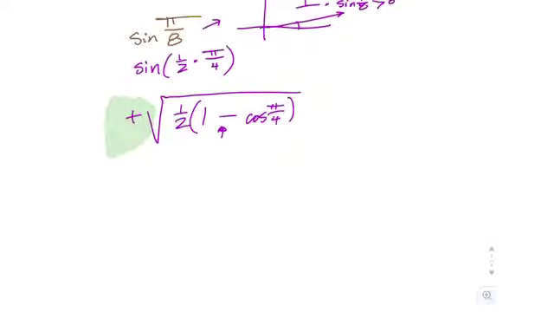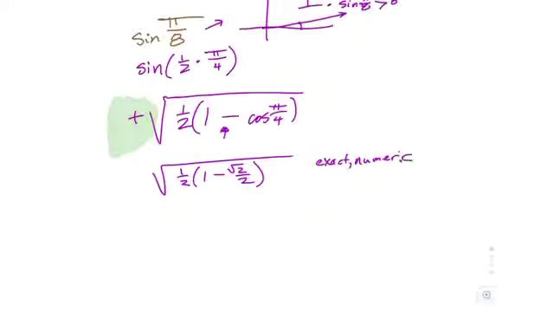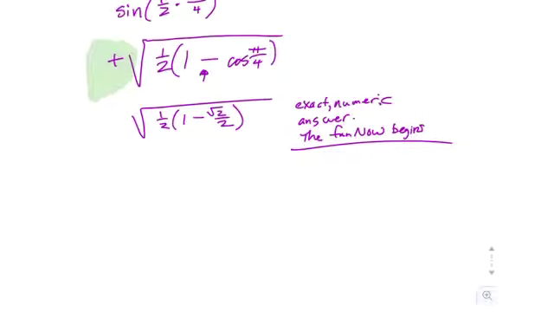Once we use the identity, now we can evaluate it using the unit circle. So this becomes 1/2 times 1 minus cosine of pi fourths, which of course is square root of 2 over 2. Now here we get an exact numeric answer. But that's not good enough. The fun now begins. Because what we want to do is simplify these expressions. And here are the rules.